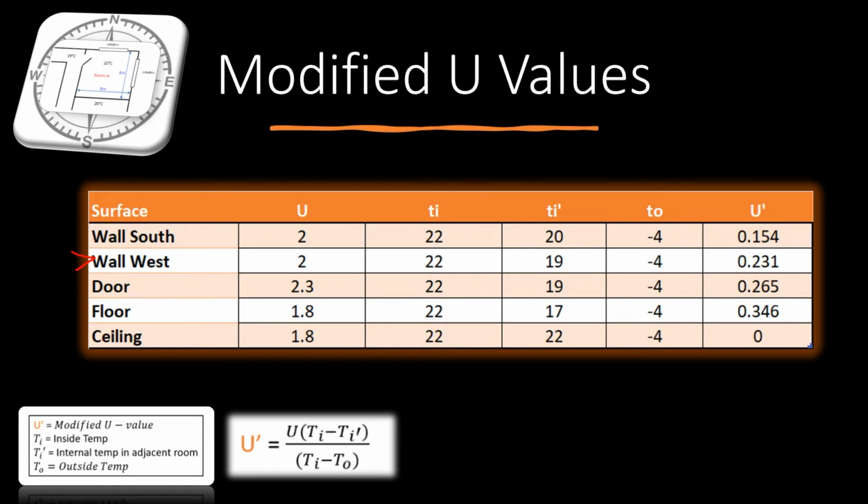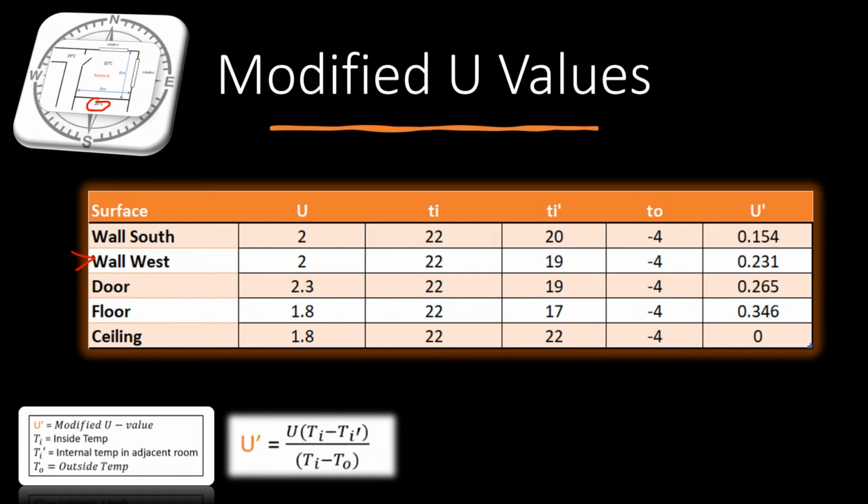Internal temperature is the same because it's going to be the same room. All the internal temperatures will be the same. The TI apostrophe, so the temperature for the adjoining room, for the west wall was 19, but for the south wall it was 20, which makes sense because the room south from our room is 20 degrees Celsius. The TO, same for every room, -4.